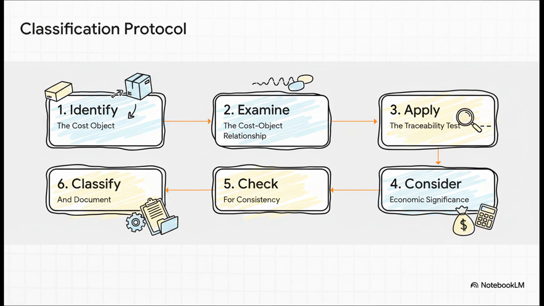Here's your framework. Step 1, and this is the most important. Identify the cost object. What are we trying to cost? Step 2, examine the relationship between the cost and that object. Step 3, apply the master question. Can it be easily and conveniently traced? Step 4, consider if the amount is significant enough to even be worth tracking directly. Step 5, check for consistency with how other similar costs are treated. And finally, step 6, you make your classification. Follow these steps in this order, and you are going to have a bulletproof answer.